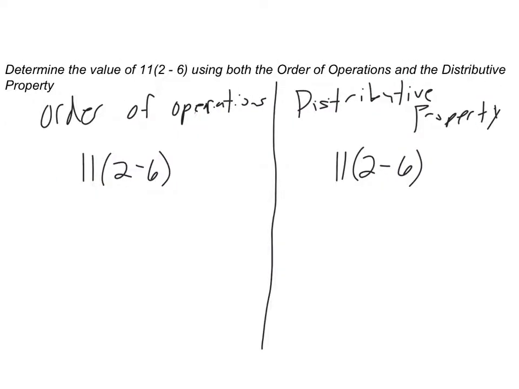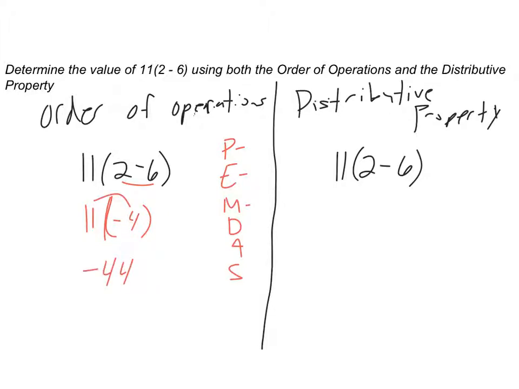So now we're going to determine the value of 11 times (2 minus 6) using both order of operations and the distributive property. So order of operations, again, is PEMDAS. Okay. Parentheses are first. So inside the parentheses, I do 2 minus 6. If I type that into my calculator, I get a negative 4. There are no exponents, so then I can go right to multiplying: 11 times negative 4 would give me a negative 44.